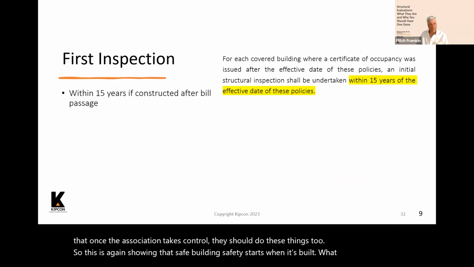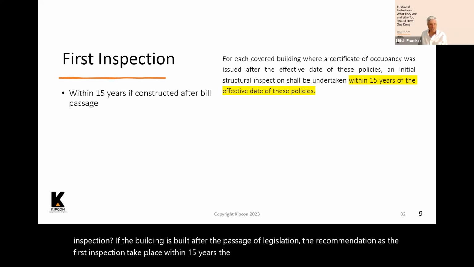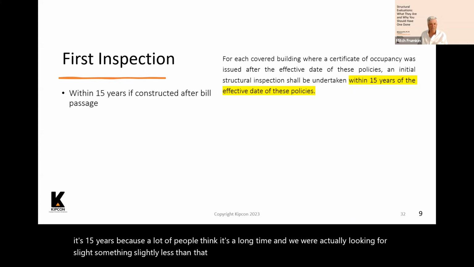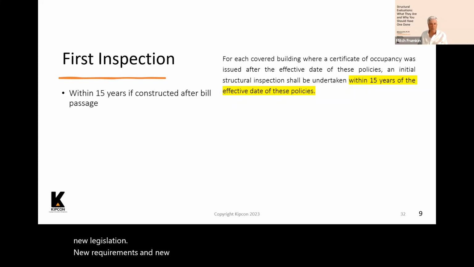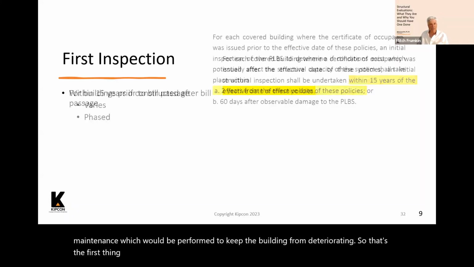What about the first inspection? If the building is built after the passage of the legislation, the recommendation is the first inspection take place within 15 years of the effective date of these policies. A lot of people think that's a long time, and we were actually looking for something slightly less than that, but we settled on 15 years because under the new legislation, the new requirements and new public policy, maintenance would be performed. So the building would be inspected on an ongoing basis, and the maintenance would be performed to keep the building from deteriorating. So that's the first inspection if it's created after the bill.